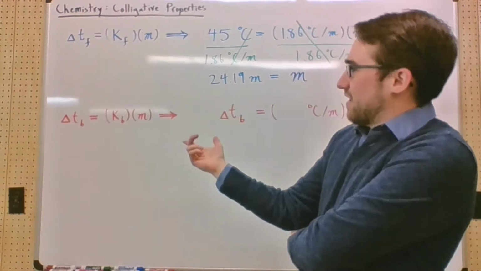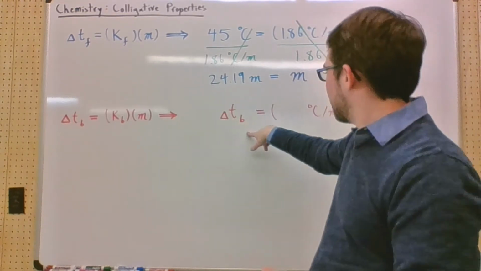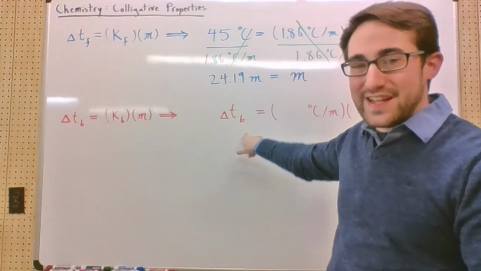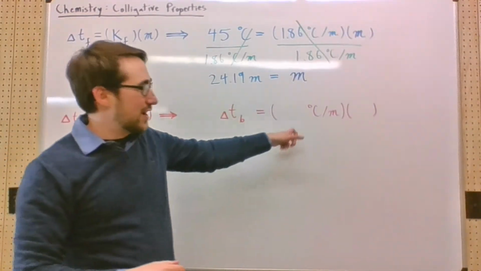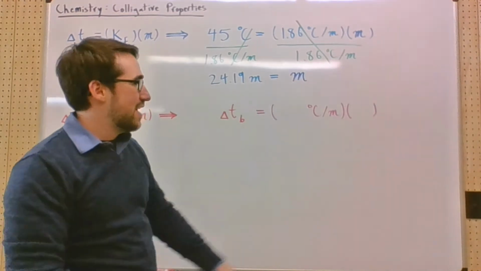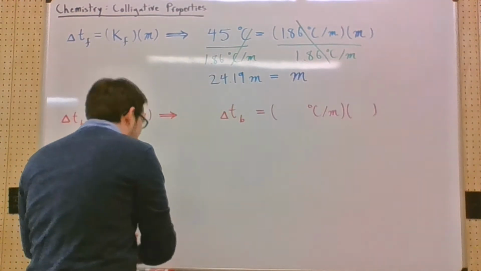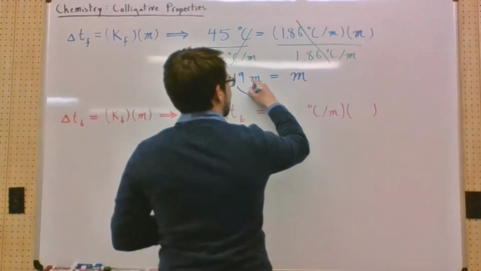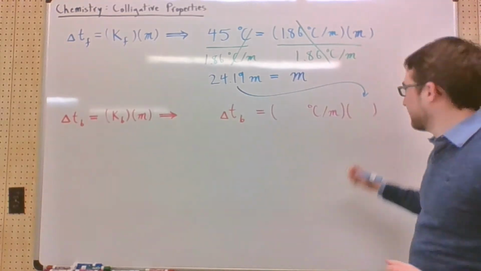So, in this case, I want to figure out what my boiling point is going to increase by. And to do that, I need to plug in the constant for this that I already know and the molality that I just figured out. So I'm plugging in my molality.